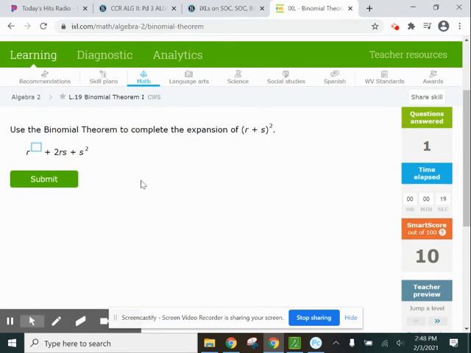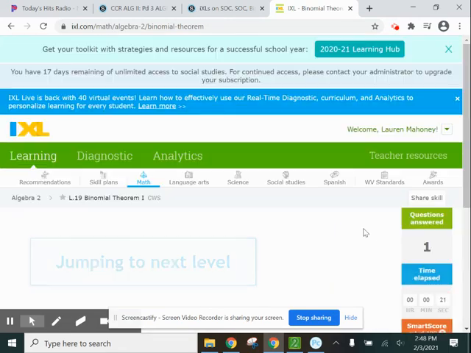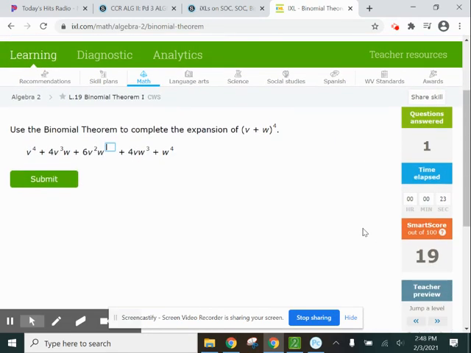And then as you move along, it's going to ask you a few other questions about how that goes. So notice this one, this is v plus w to the fourth power. So if I'm filling this in, I have a 6v squared w. Well, w was just coming off of a 1. The w's are getting bigger, so that's going to go up to a 2 because that's the one that's missing in sequence.